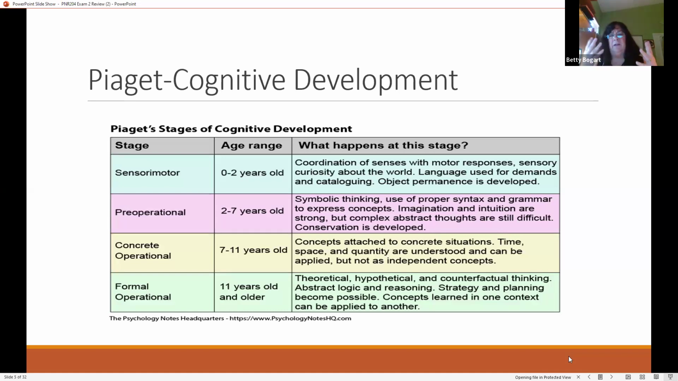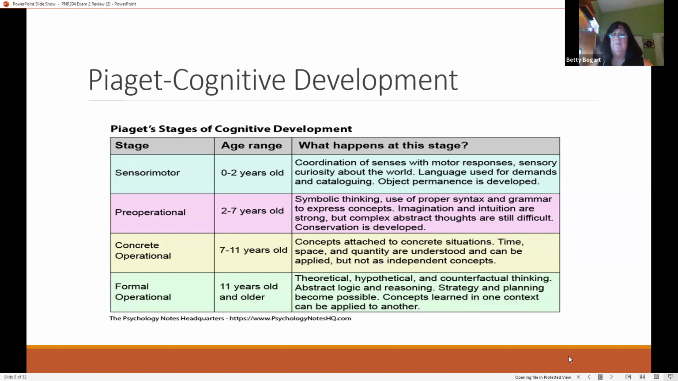Now, cognitively, that's awareness, that's understanding environment, right? That's Piaget. And I think a lot of times nurses have to look at a child in their stage and know how to talk to them. All right. That's why Piaget, we talk about it a lot.